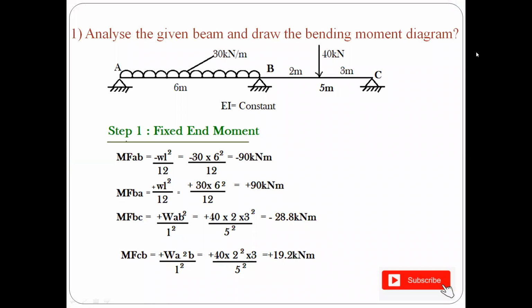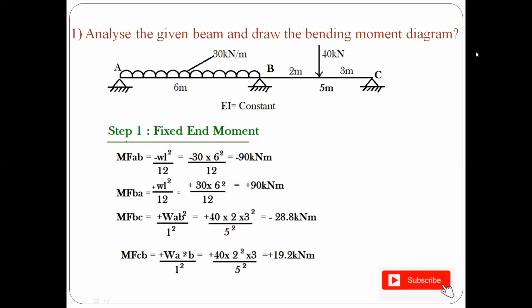So here is a question. We have the question: analyze a given beam and draw the bending moment diagram. And here we have a beam ABC, wherein AB is having a UDL and BC is having a point load. And you know that from the figure, the point load is not exactly at the middle of the beam. It is at a distance of 2 meters from the left and 3 meters from the right. And you have a UDL of 30 kilonewton per meter for the span AB.